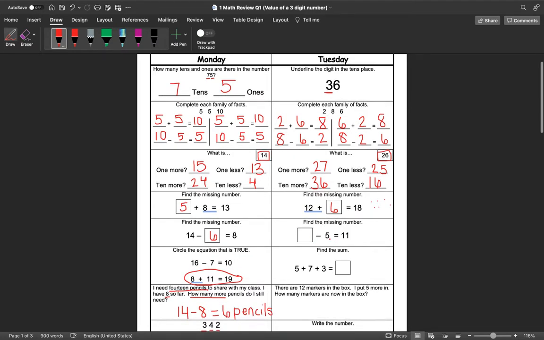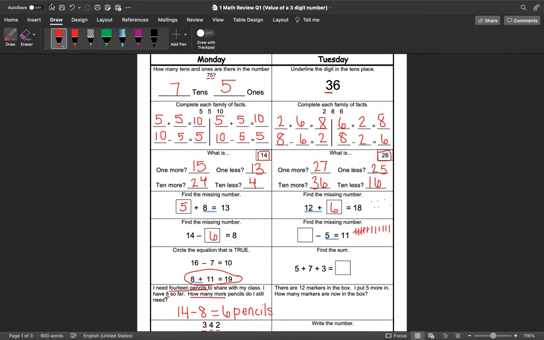All right, find the missing number. What number minus 5 equals 11? So let's check it by saying 11 minus 5. So let's draw 11 lines. 1, 2, 3, 4, 5, 6, 7, 8, 9, 10, 11. And we're going to cross out 5 of them. 1, 2, 3, 4, 5. And we have 1, 2, 3, 4.